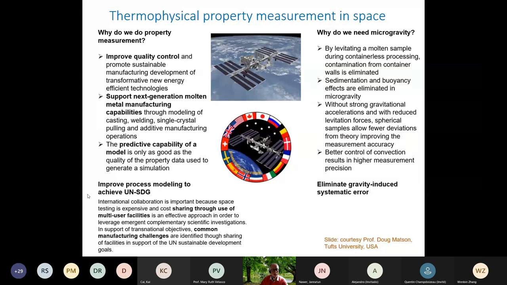So with respect to the UN Sustainable Development Goals, all of this work involves sharing multi-user facilities to address common manufacturing challenges throughout the globe, enabling low carbon and sustainable manufacturing to proceed by means of knowledge intensive manufacturing processes.